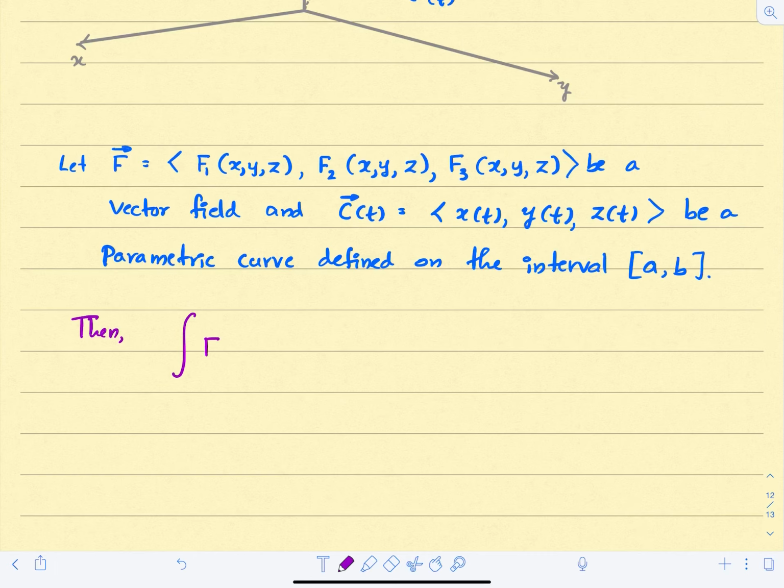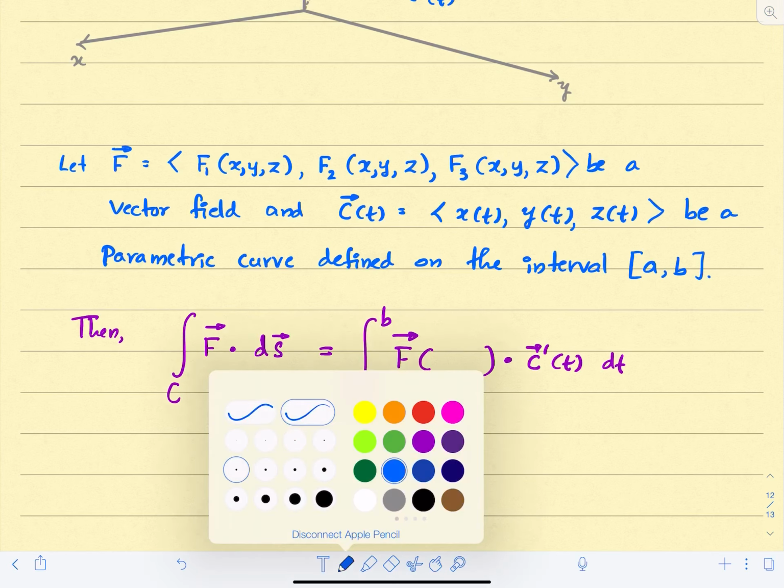the line integral of the vector field f over the curve c, now we write dot product with ds. Now here this line element is a vector quantity, and we can take the dot product of two vector quantities, so f dot ds, and this equals the integral from a to b of the vector field at c of t dot c prime of t dt. Let me write it like this.